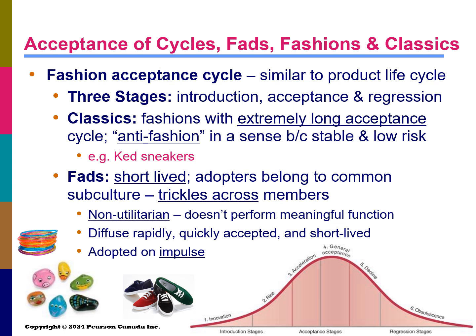The fashion acceptance cycle is similar to the product life cycle. There are 3 stages: introduction, acceptance, and regression. Classics are fashions with an extremely long acceptance cycle. They're an anti-fashion in a sense, because they're stable and low risk.